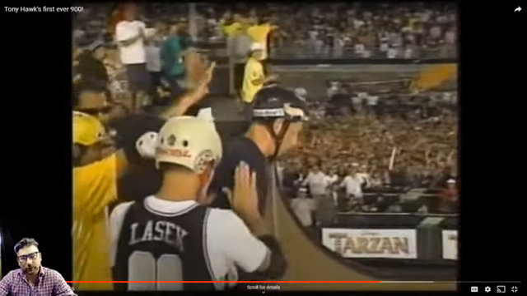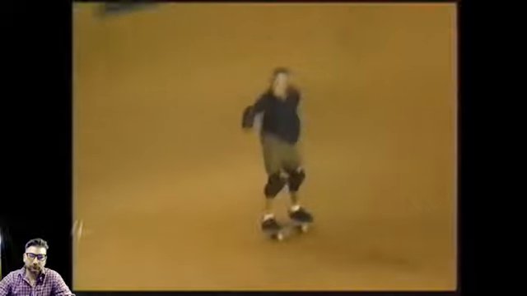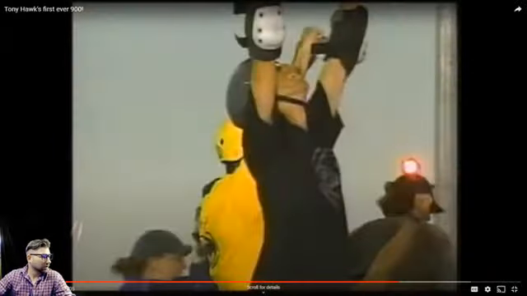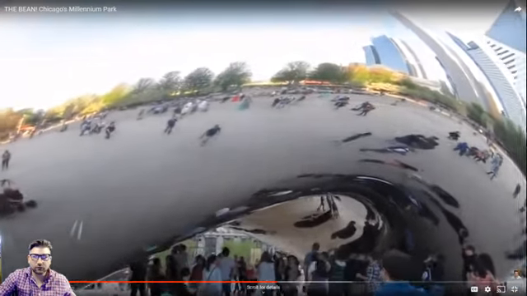Significant moment in human history. Tony Hawk landing the 900. There we go. All right. To the world's weirdest sculpture in Chicago in Millennium Park.